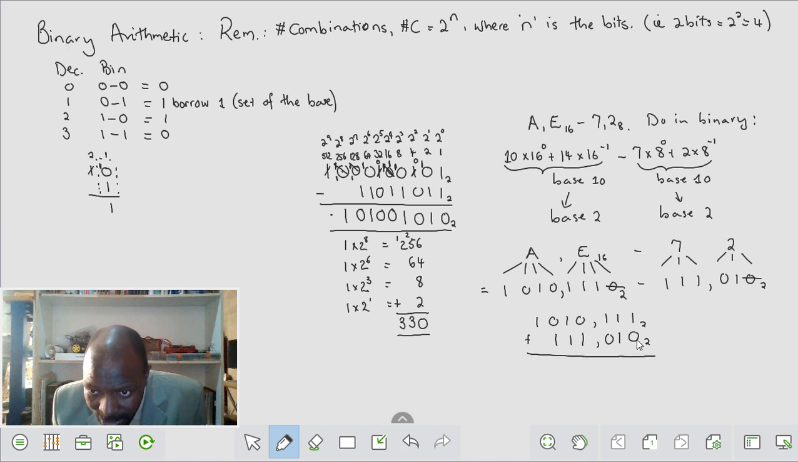So when you do that, 1 minus 0 is 1. 1 minus 0 is 1. 1 minus 1 is 0. And then 1 minus 0 is 1. And 0 minus 1, I have to come and borrow. When I borrow, I'm left with nothing. So I borrow one set, and I've got 2. 2 minus 1 is 1. 1 0 is 2. 2 minus 1 is 1.